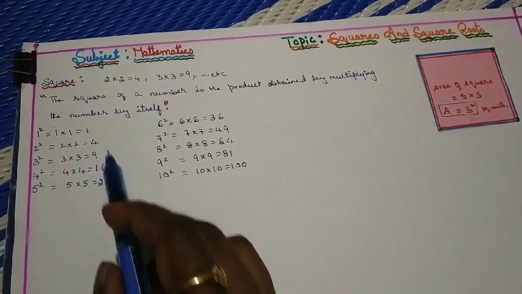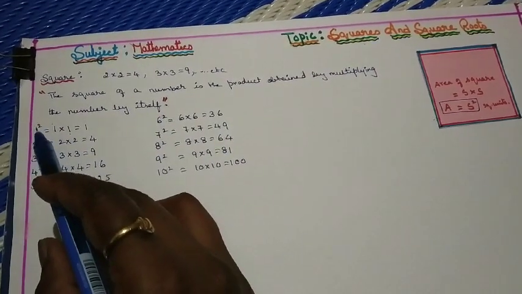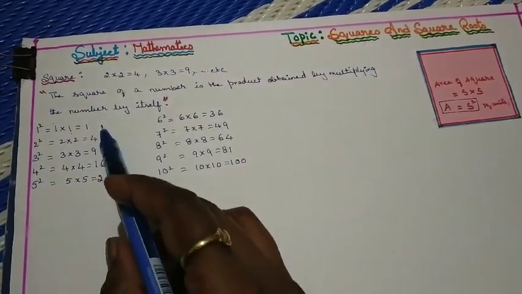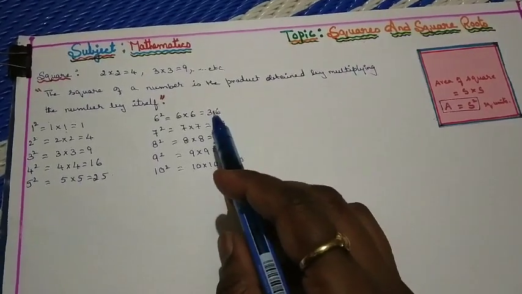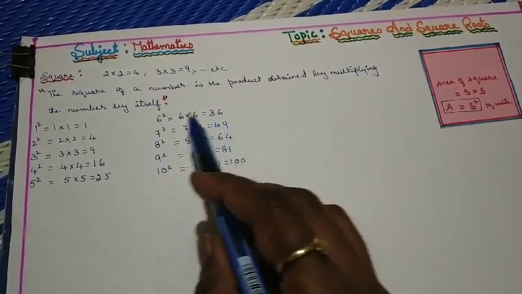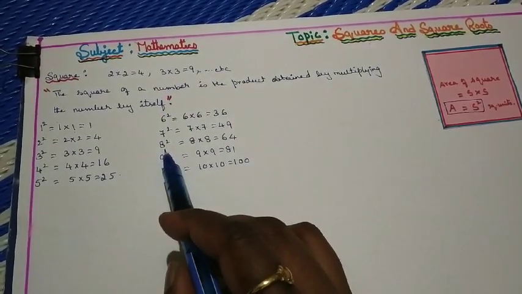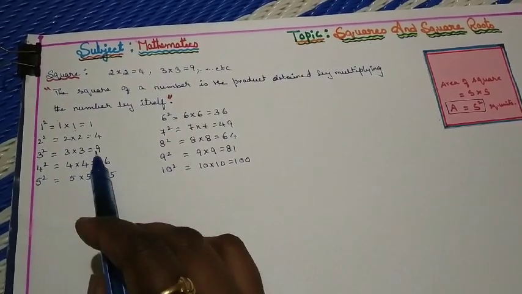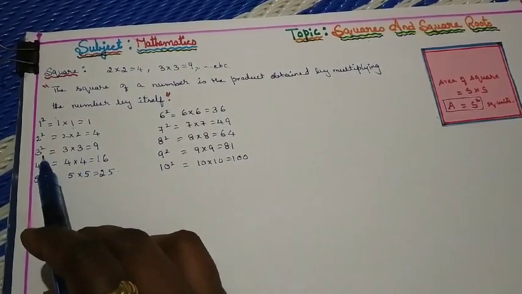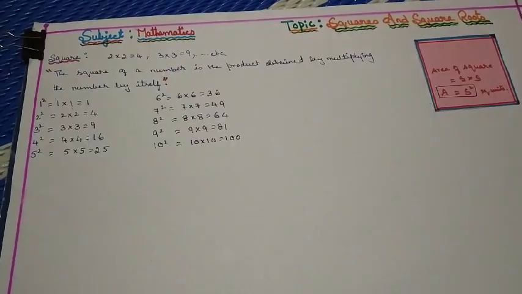And these are the perfect square numbers. That is, these are square numbers and these are perfect squares. So I can see 36 is a perfect square of 6. 64 is a perfect square of 8. 16 is a perfect square of 4. 9 is a perfect square of 3. 100 is a perfect square of 10.